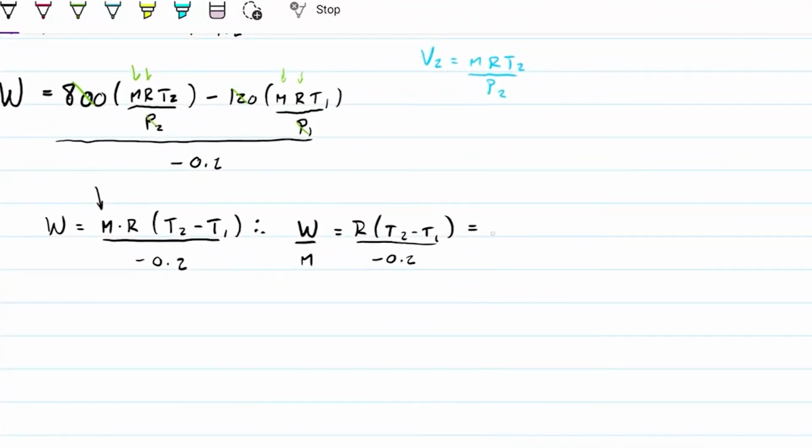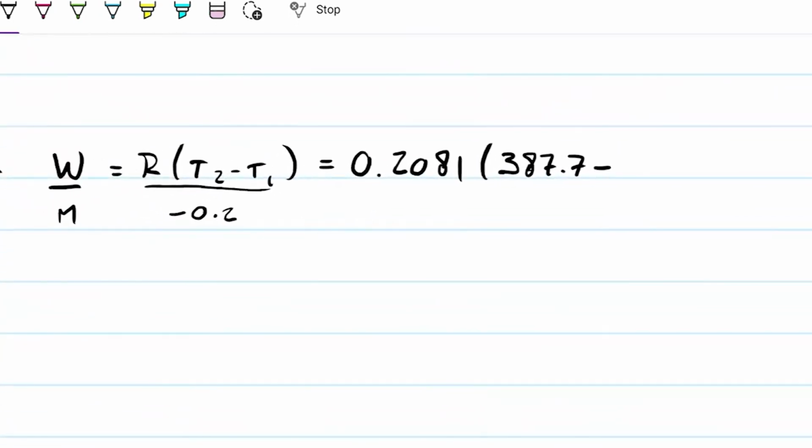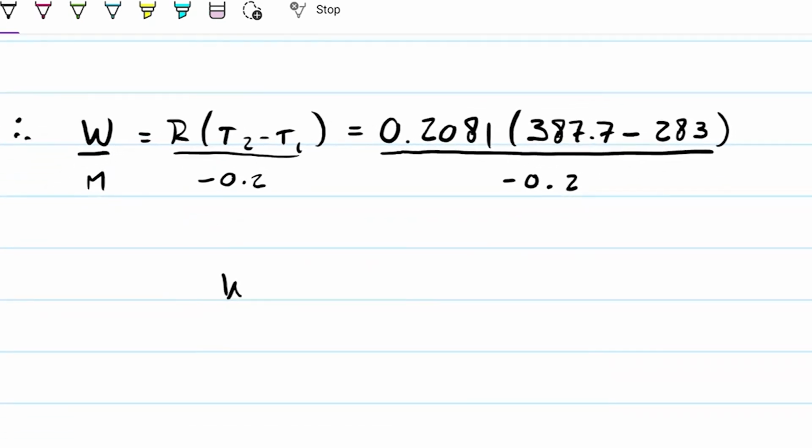So this is 0.2081 times 387.7 minus 283 divided by 0.2. Okay, so the work over mass is 108.9 kilojoules per kilogram.